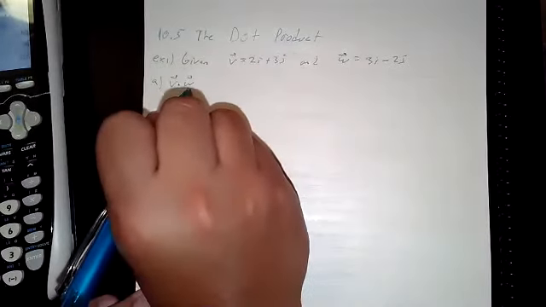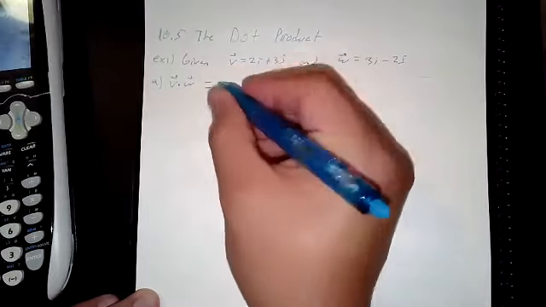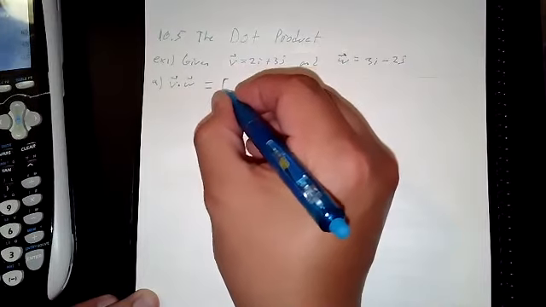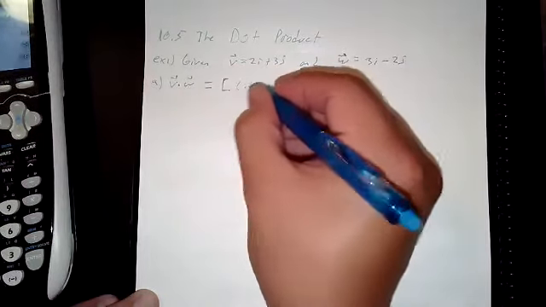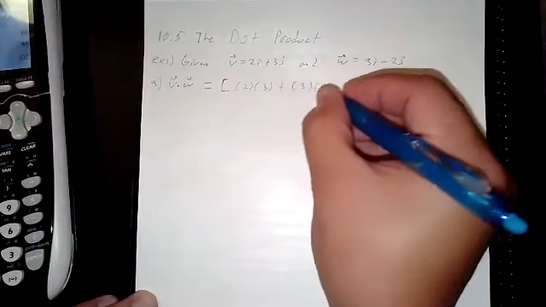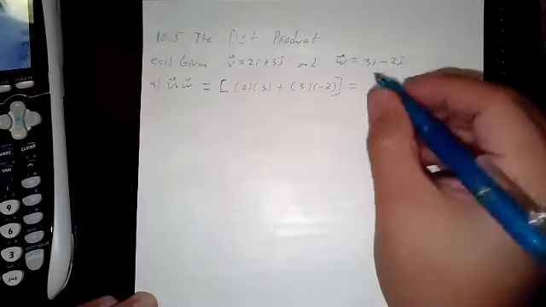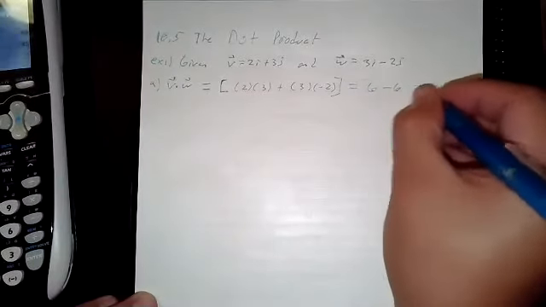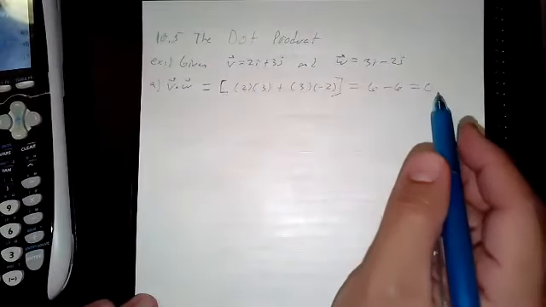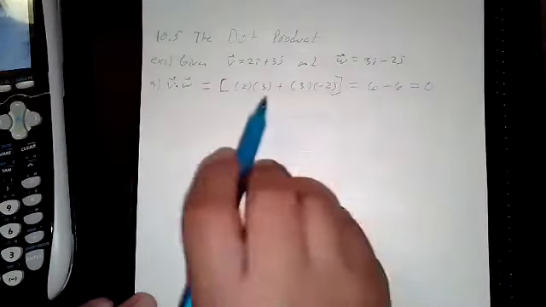So v dot w, it's not necessarily a times, right? They call it dot product. You're going to take the i's plus the j's multiplied together, giving you some constant. So this would be 6 minus 6, which is 0. So v dot w is going to be 0. Okay? So that's all it is.